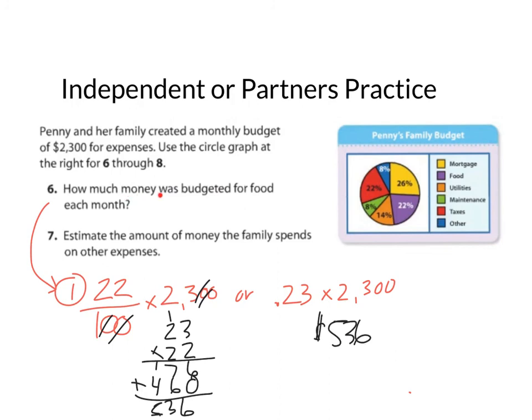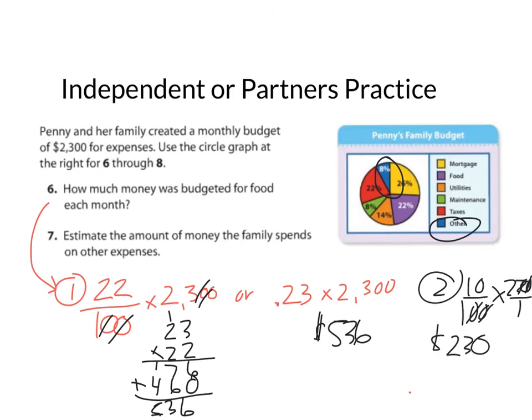It asks how much money. Estimate the amount of money the family spends on other expenses. What do they mean by other? So this is number 2. I see other right here in blue, 8%. It says estimate, so I'm going to estimate that to 10% of 2,300. Simplify. And 23 times 10. They spend about $230.